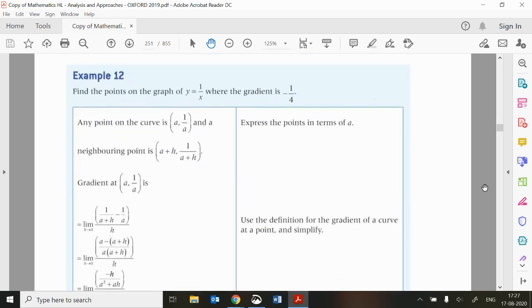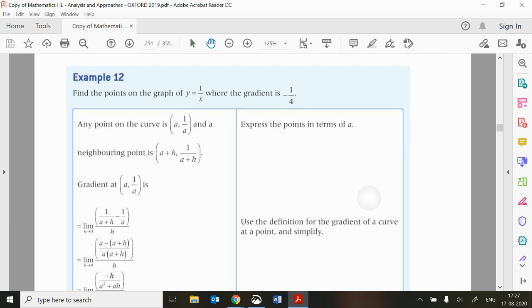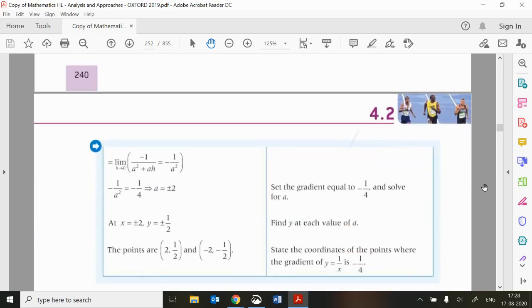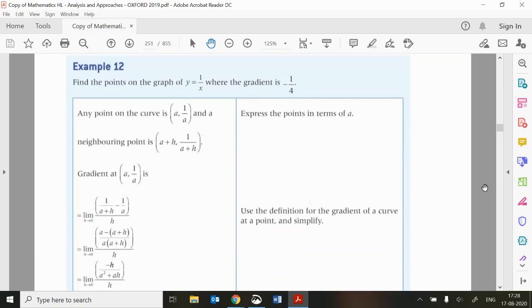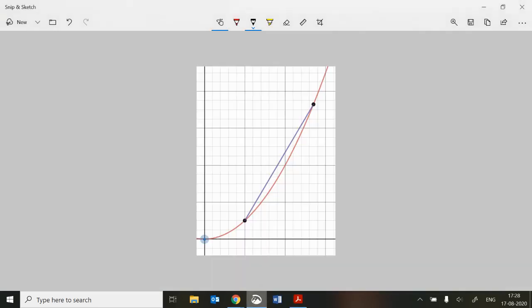Okay, now for the second one, find the points on the graph of y equals 1 over x where the gradient is -1/4. Now they're taking any point here and working with that any point as a. Now again, you can work with that with x like I did before if you prefer to. This time around I'll do it being consistent with the book. So let's do this one then.